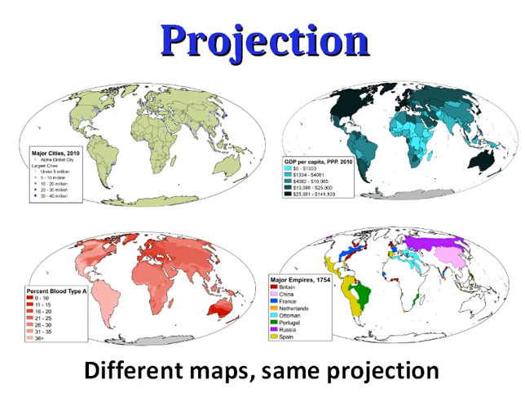You can see each continent is the same shape. The map as a whole is that same oval shape in all 4 of these, even though the content of the maps, what they're showing, is completely different, whether it be major cities or empires in the world in 1754, GDP per capita, or percent of native people with blood type A. So wildly different things that we can put on the map, but all 4 of these maps are using the same projection.